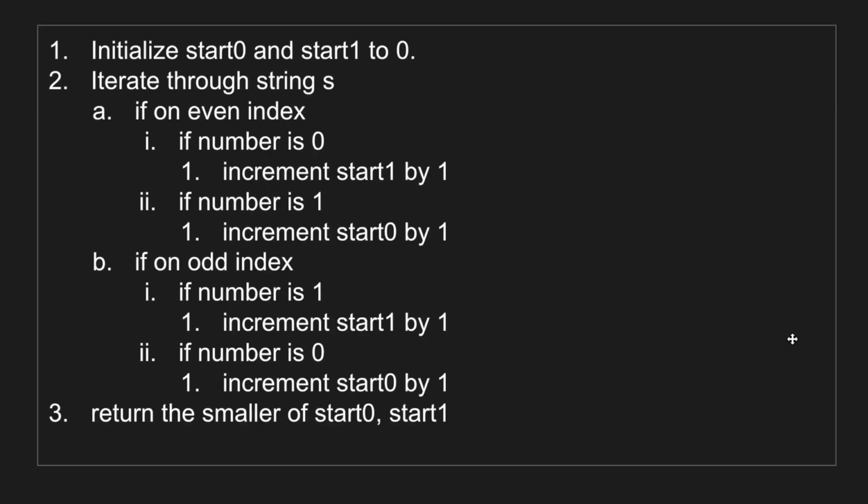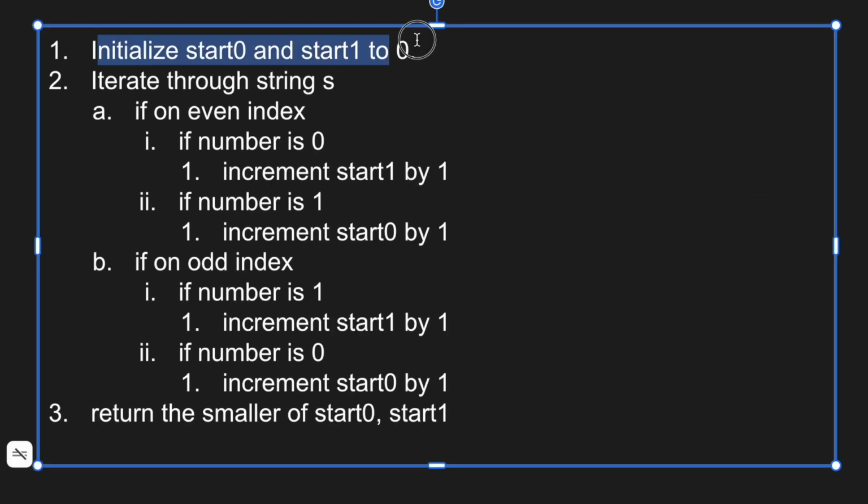So just to sum it up in words, initialize start 0 and start 1 to 0, iterate through the string. If it's on an even index, number is 0, increment start 1 by 1. If the number is 1 on an even index, increment start 0 by 1, and on an odd index, if the number is 1, increment start 1 by 1, else if the number is 0, then increment start 0 by 1, and in the end we'll return the smaller of these two variables.